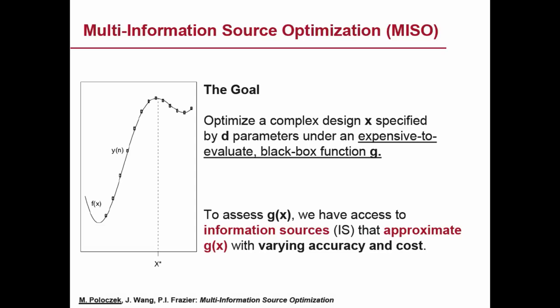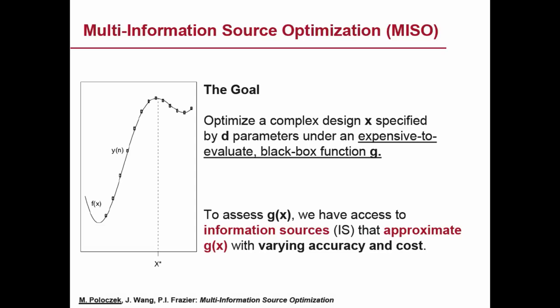Expensive to evaluate means that each function evaluation takes several minutes, hours, or, for instance in the case of biochemistry, even weeks. Black box function means that when we query g of x, we just get the function value, but no derivative information. So now we want to find a global optimum of such a multimodal function. To help us, we have some information sources that approximate g of x, but they vary in their quality and vary in their cost. MISO has lots of very exciting applications.